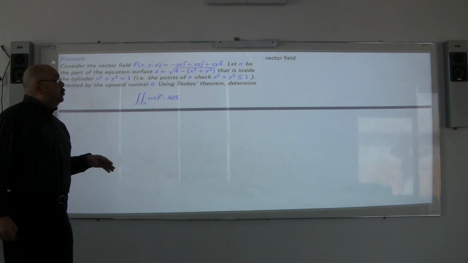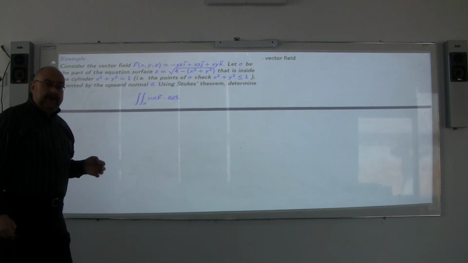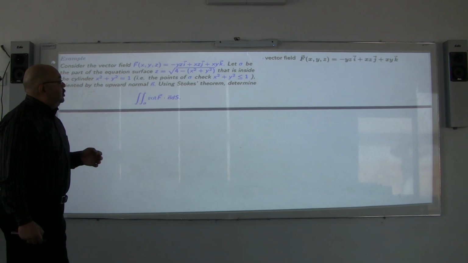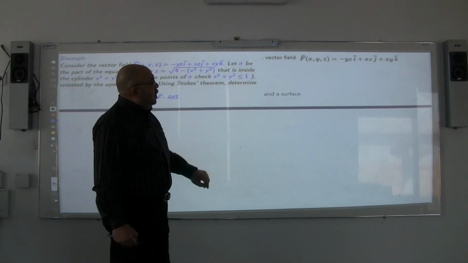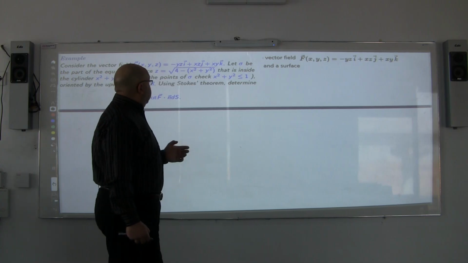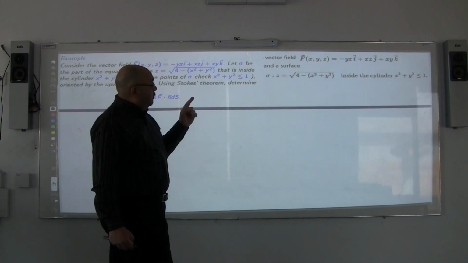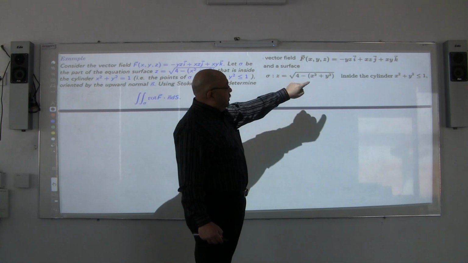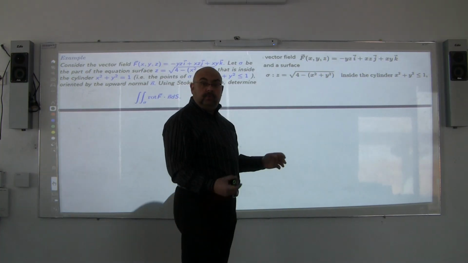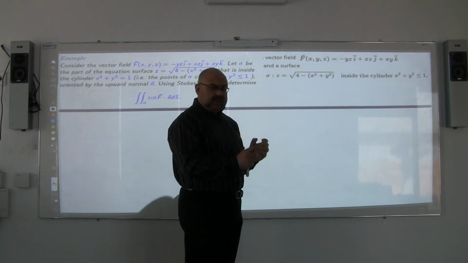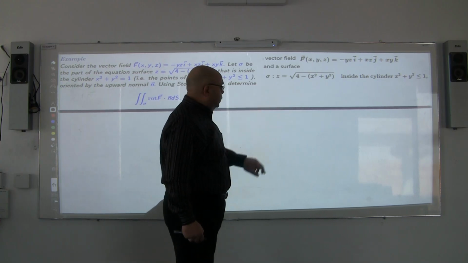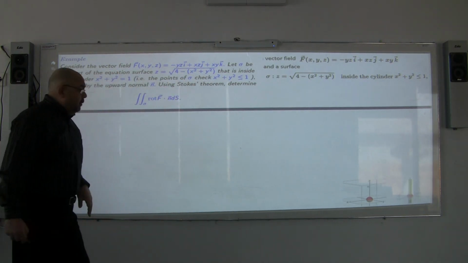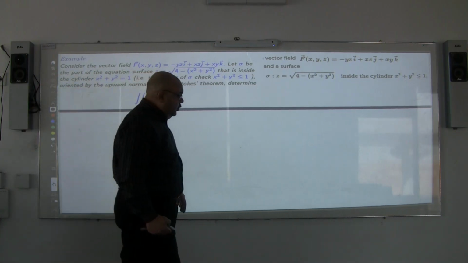First step is to determine exactly your vector field, which is the function F = (−yz + x) i + (xz) j + (xy) k, and the surface, which is, first of all, a cylinder, x squared plus y squared less than or equal to 1, so it's a closed cylinder, intersected with the sphere of radius 4. So I believe I'll draw it here for you.